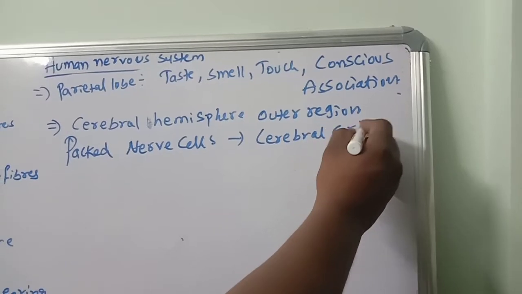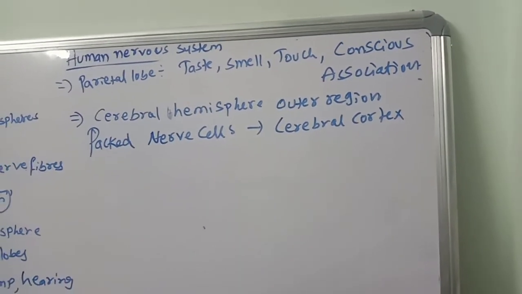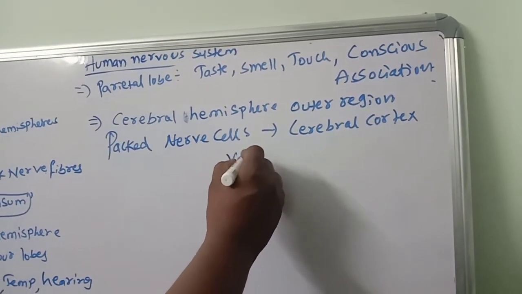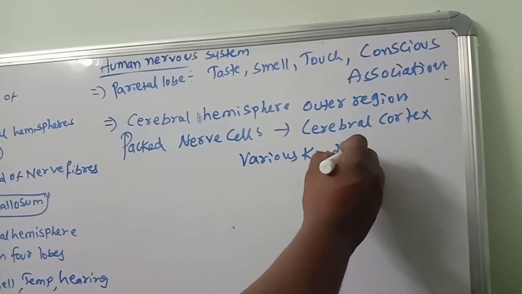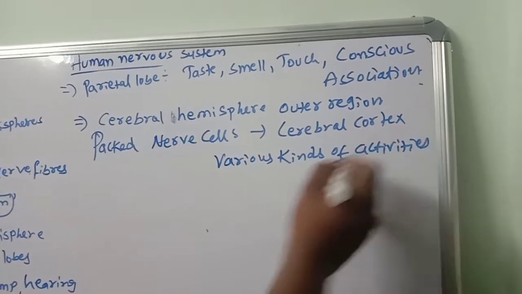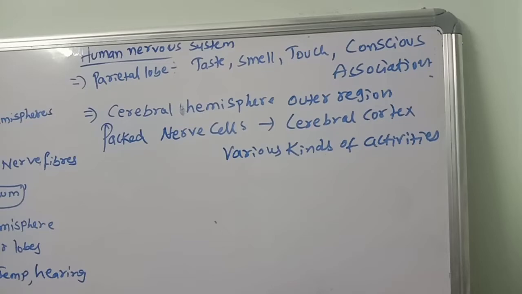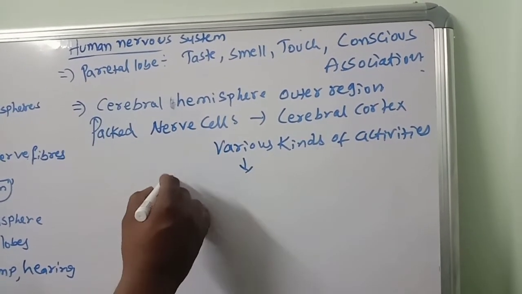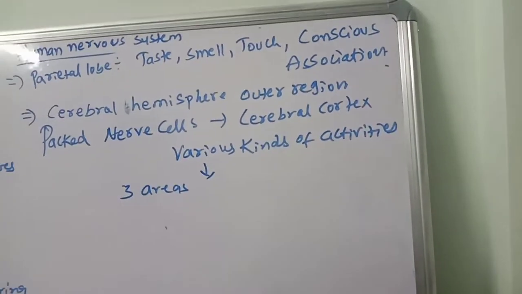What I said, cerebral cortex. This performs various kinds of activities. These are broadly classified into three areas. The cerebral cortex is classified into three areas.